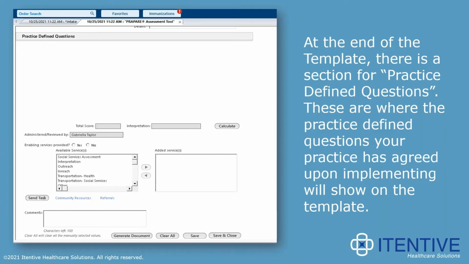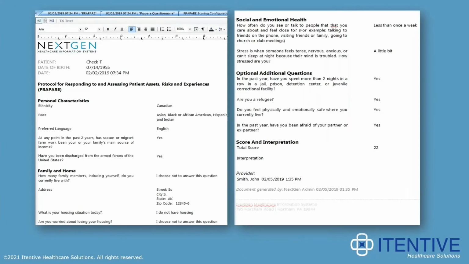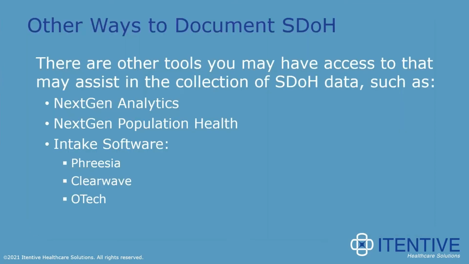After you've worked through the entirety of the template and you've obtained the social determinants of health information from your patient, the prepare template documentation is now completed, and the user is going to be able to generate the actual prepared document, which is going to summarize the patient's social determinants of health as well as create that score interpretation.